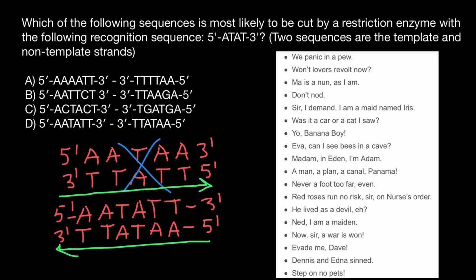Also, according to our problem, we are looking for the sequence 5' end AT, 3' end. This is going to be on the top strand, AT, this sequence, and on the bottom strand it's going to be AT, this sequence. So this is going to be a recognition site for the restriction enzyme. And as you see, the correct answer is answer D. Here's our sequence AT, and here's AT.